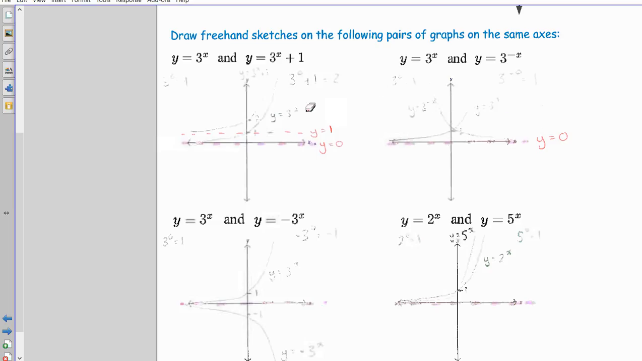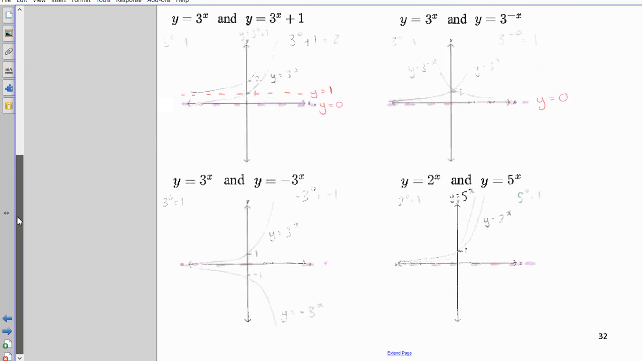Next one, y equals 3 to the x, regular one, horizontal asymptote at y equals 0, and y equals negative 3 to the x. Oh, sorry, here's y equals 3 to the x here, y-intercept of 1. y equals negative 3 to the x. If you plug in 0, you get negative 1 as your y-intercept. And so see, it's just been reflected across the x-axis. So it's the same graph, just reflected across the x-axis, so you can label it.